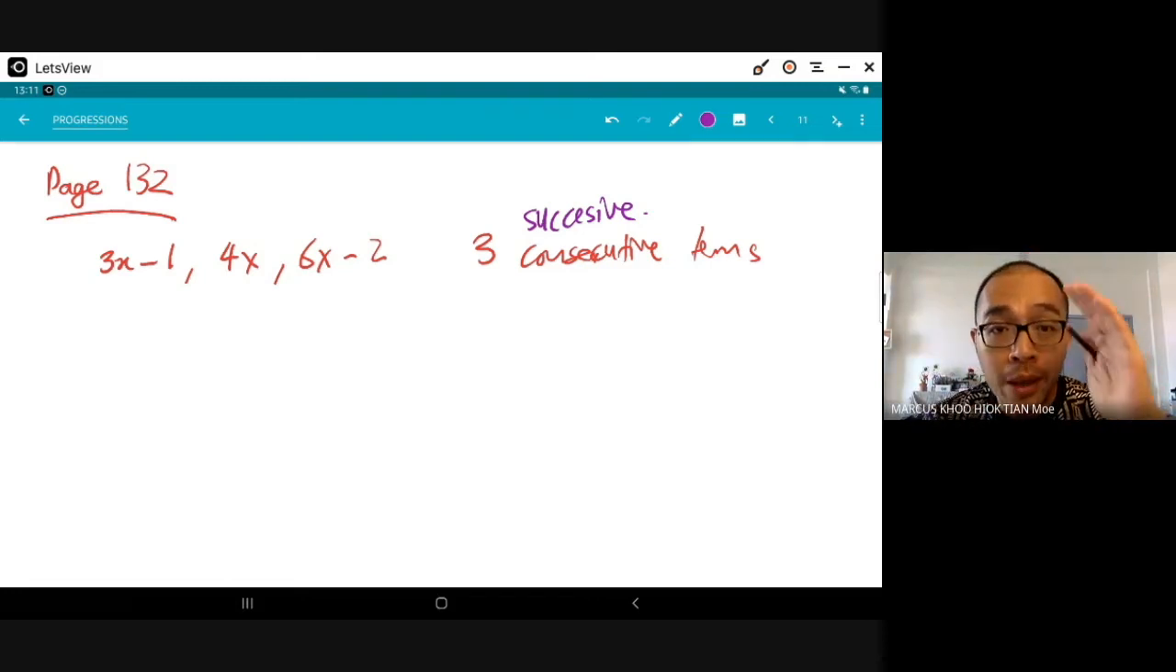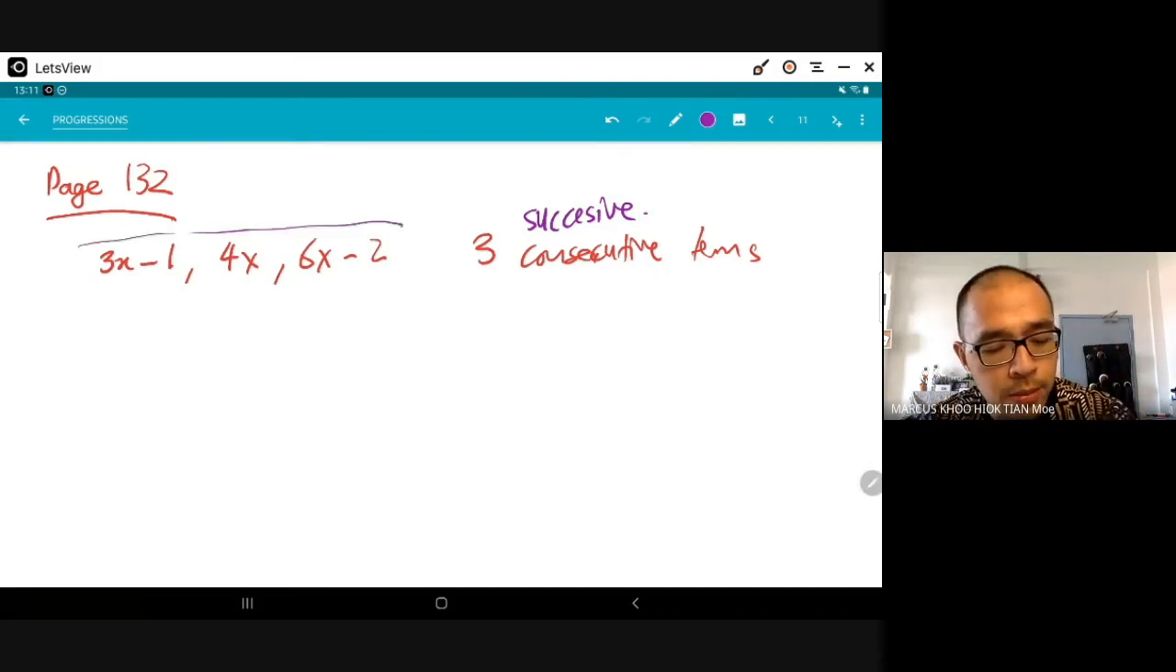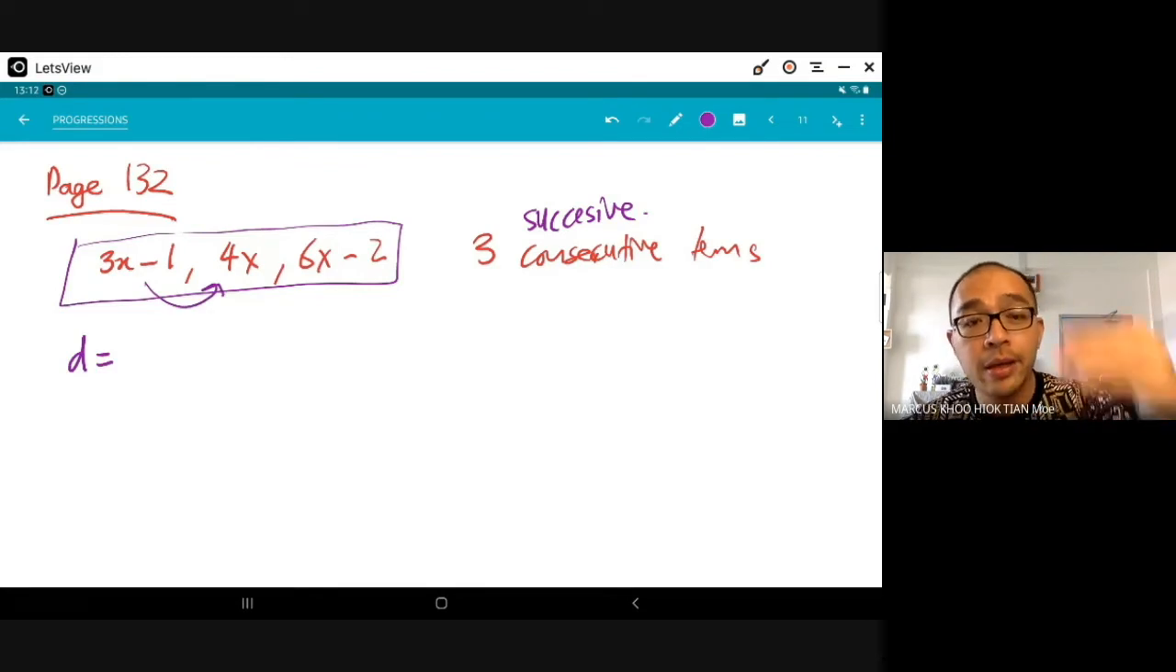Okay, what does that tell you? That tells us that the D is the same. Betul ke tidak? Tells us that the D is the same. Okay, can you give me the 2 equations that we can form from these 3? Apa 2 persamaan yang kita boleh bentuk daripada these three things? Remember, how do you find the D? The number in front minus the number behind.